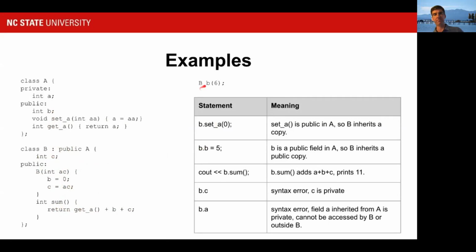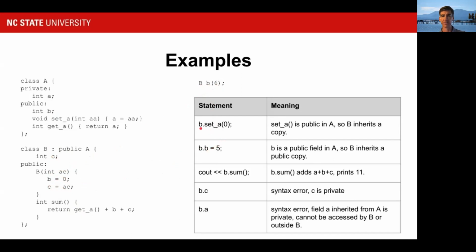Okay, so let's say we declare this variable little b of type B and pass 6 to its constructor. And so when we pass 6 into the B's constructor, that means that we're going to initialize field C to 6 and B gets set to 0.